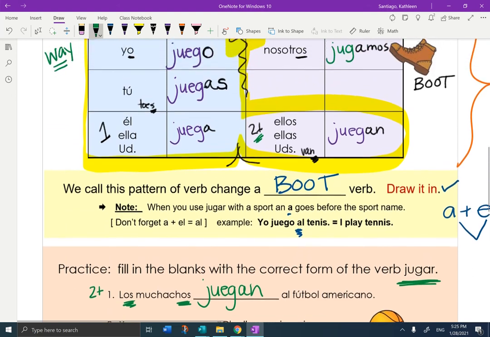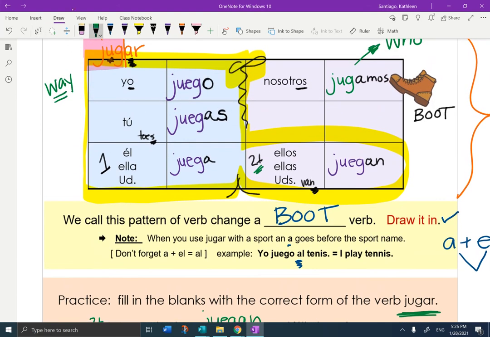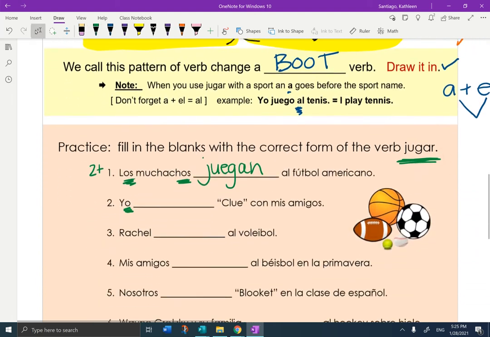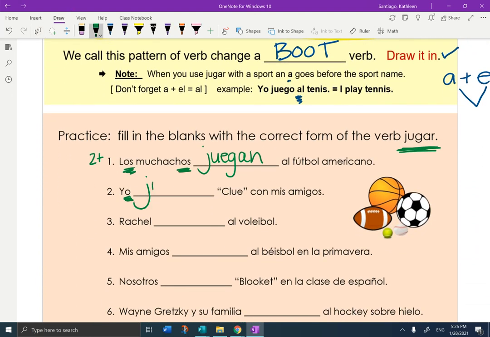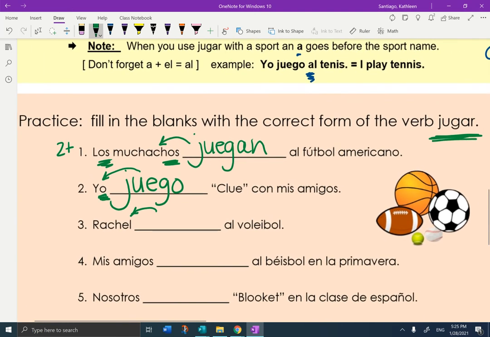Let's go back up and look. Juego, here it is, right? Yo juego. So I'm going to write that in, yo juego. Remember, this has to match here, has to match here, has to match here. Okay, let's make sure we understand it. Yo juego clue con mis amigos. Well, jugar means to play. I play clue with my friends. Con means with. I always think of an ice cream cone. Okay, I eat my ice cream with a cone.